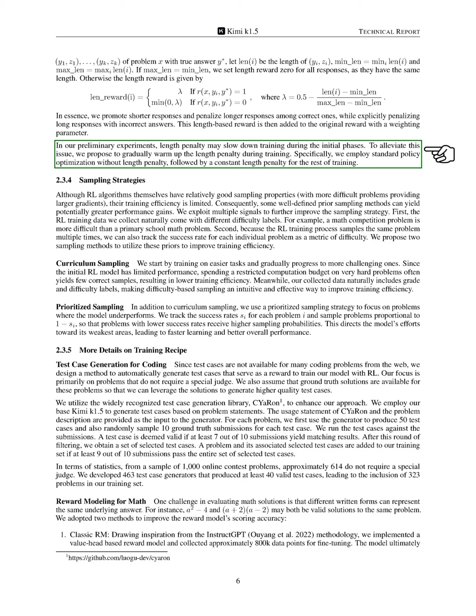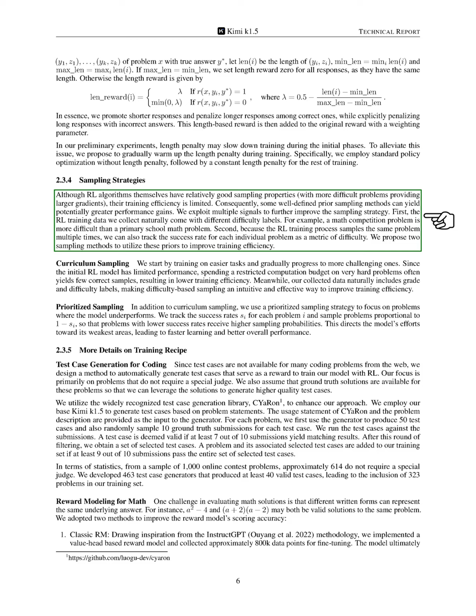Section: Sampling Strategies. In this section, we discuss our sampling strategies. While reinforcement learning (RL) algorithms generally have good sampling properties, their training efficiency can be limited. To enhance performance, we utilize prior sampling methods. We gather training data that comes with difficulty labels, allowing us to identify easier and harder problems. Additionally, we can track the success rates of individual problems to gauge their difficulty.